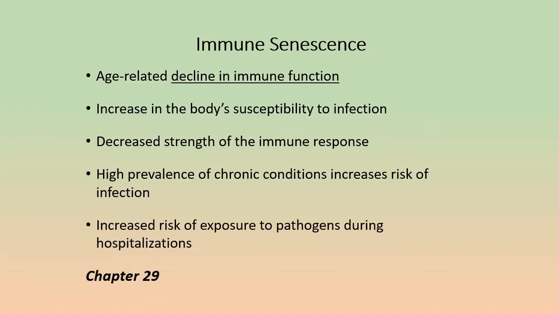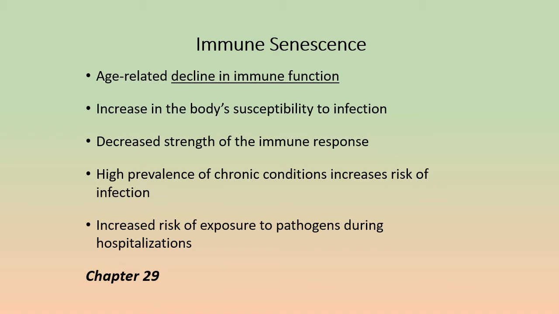So what do we mean by immune senescence? Immune senescence is age-related decline in the immune function. There is an increase in the body's susceptibility to infection because there is a decrease in the immune function. There is also a decreased strength of the immune response. So our bodies tend to not fight infection the way they did when we were younger.